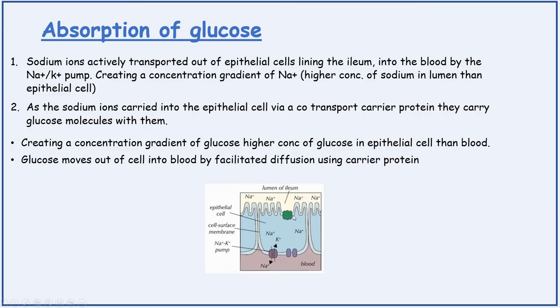This creates a concentration gradient of glucose, a higher concentration of glucose in the epithelial cell than in the blood. Therefore, glucose moves out of the epithelial cell by facilitated diffusion. This diagram, by the way, I've taken from the CGP A-level biology textbook.